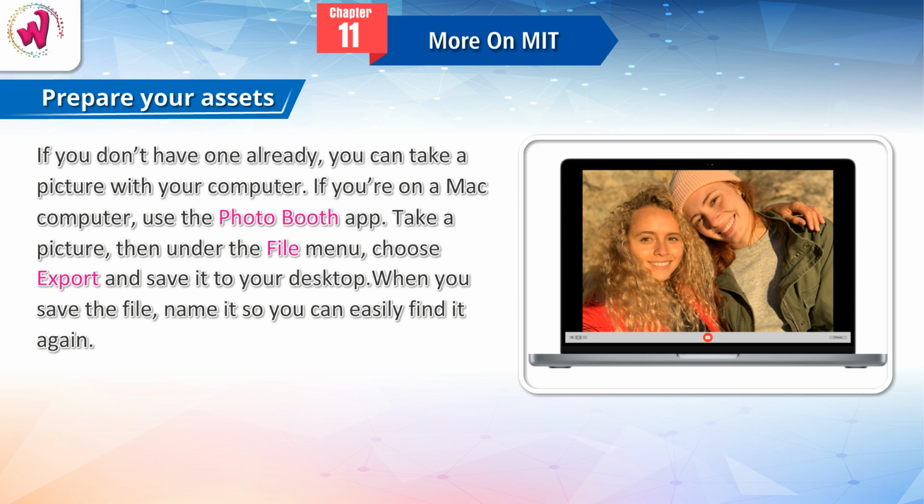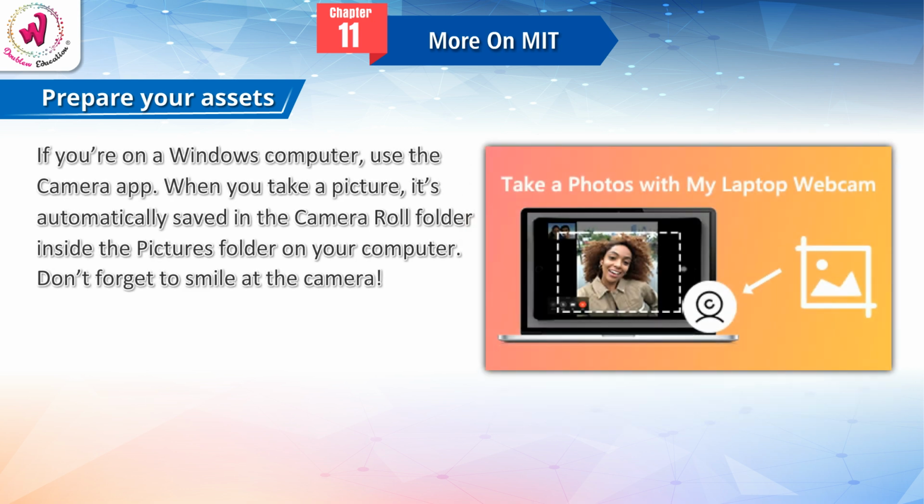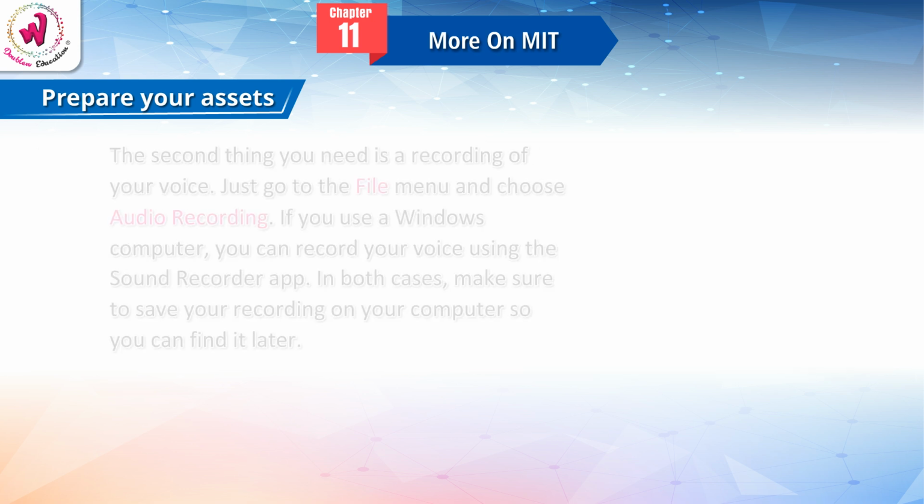When you save the file, name it so you can easily find it again. If you are on a Windows computer, use the Camera app. When you take a picture, it's automatically saved in the Camera Roll folder inside the Pictures folder on your computer. Don't forget to smile at the camera.